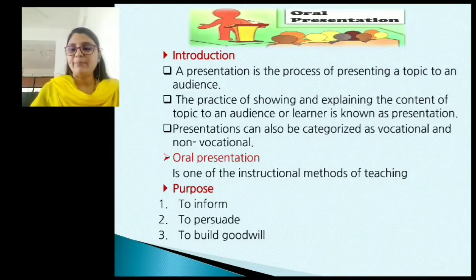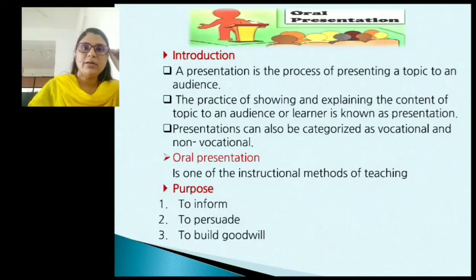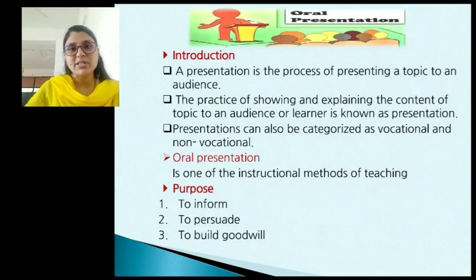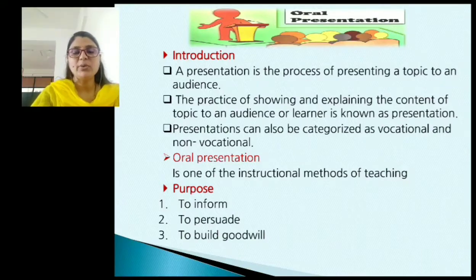Then what is the purpose behind this presentation? Why is there a presentation? It is to inform the audience or people, to persuade, and to build goodwill. You can give information or instruction to the audience related to anything. For example, I want to give a demonstration to farmers on the topic of method demonstration. You know very well what a method demonstration is: learning by doing.